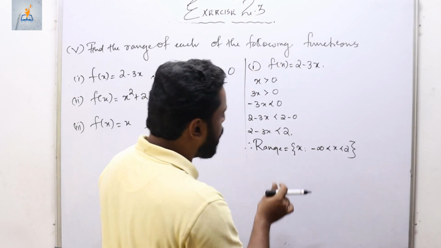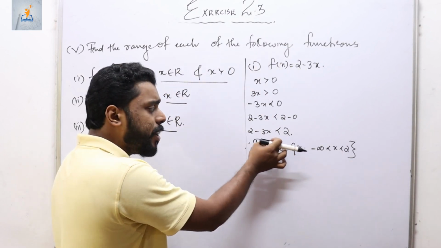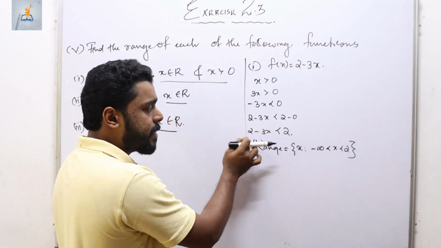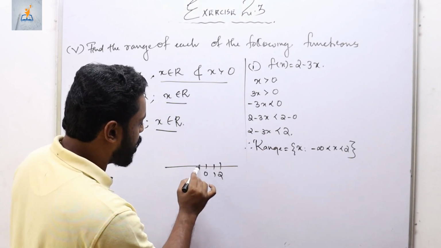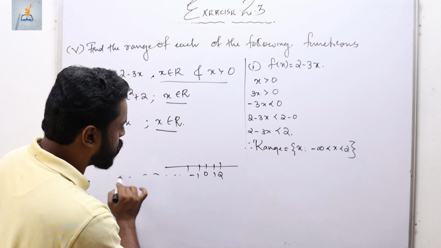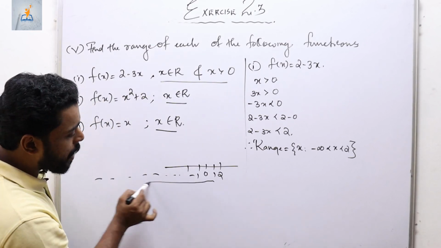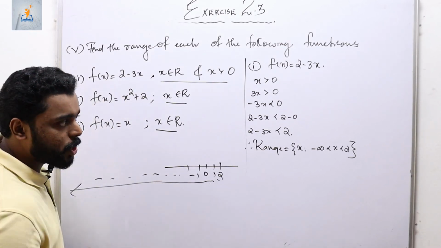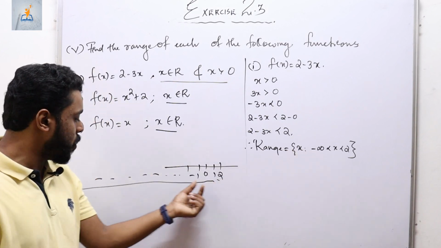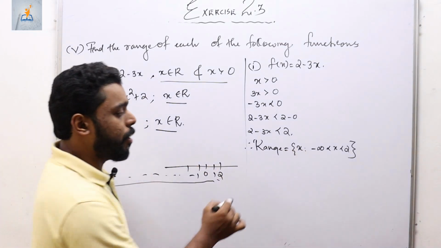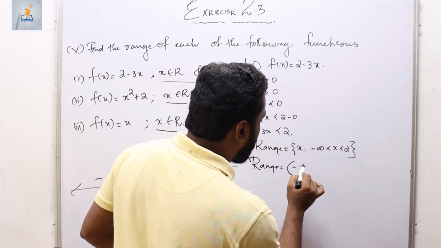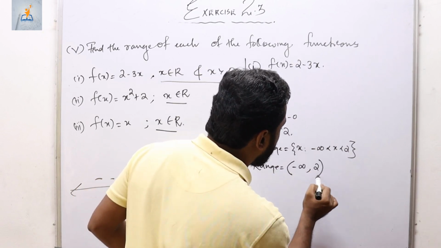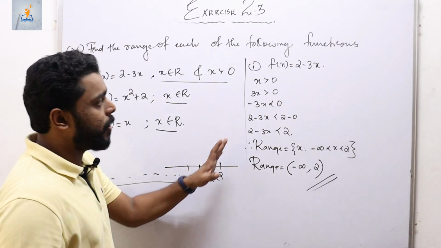Why minus infinity? Because there are infinitely many values which are less than 2. We know the number line. If it is 2, we have 1 here, we have 0 here, we have minus 1 here, and it goes on like this. So all numbers to the left are less than 2. So these numbers go to minus infinity. Therefore, range can also be defined as the open interval minus infinity to 2. So this is the range of the first function.